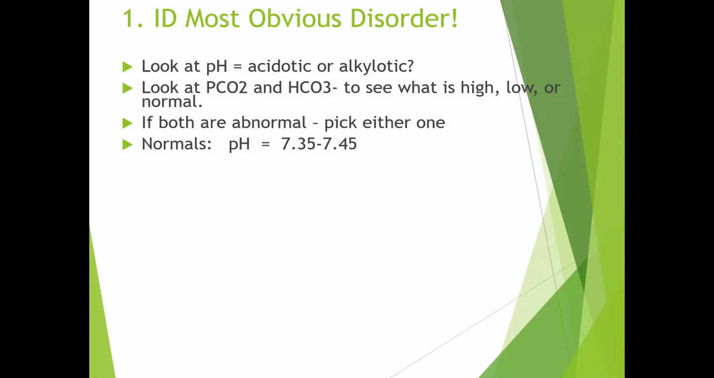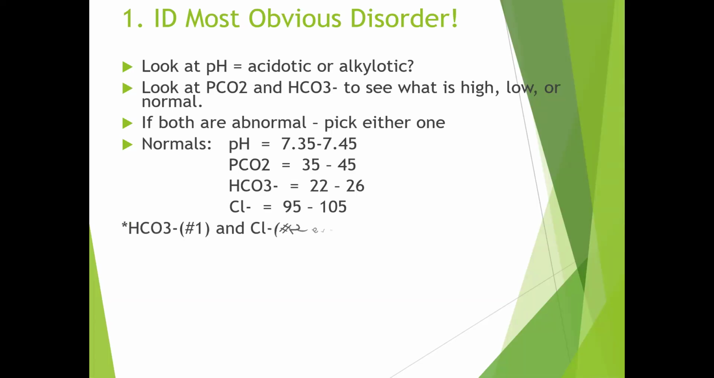Normals, you've got to know them. There's your normal blood pH. Partial arterial pressure of CO2 at sea level. I give them to you, but you've got to know where they line up on the ABG though. Bicarb. Chloride is on your BMP. That's a secondary bump. It's not on an ABG. Bicarb's 1, chloride's 2, which is important because you need that backup.